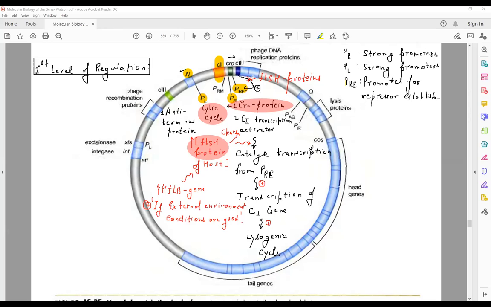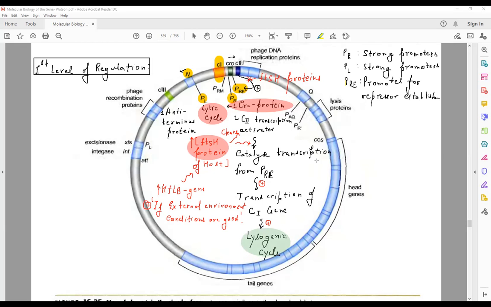It will help the establishment of the PRE, and PRE will lead to the transcription of the CI gene, catalyzing the lysogenic cycle. If environmental conditions are bad, you perform the lysogenic cycle. If environmental conditions are good, you perform the lytic cycle. Any doubt if you have, you just ask it here only.